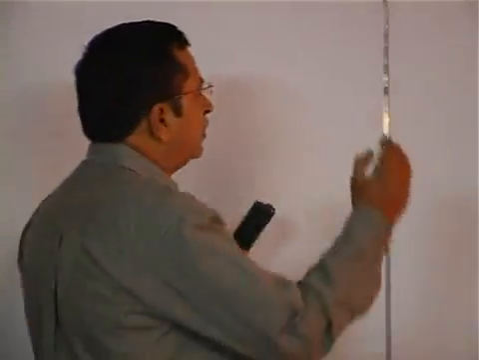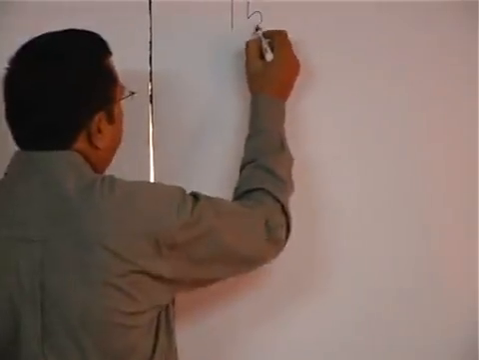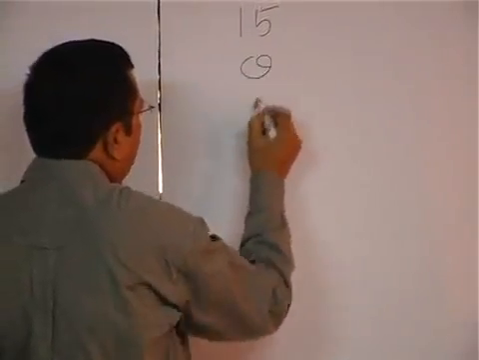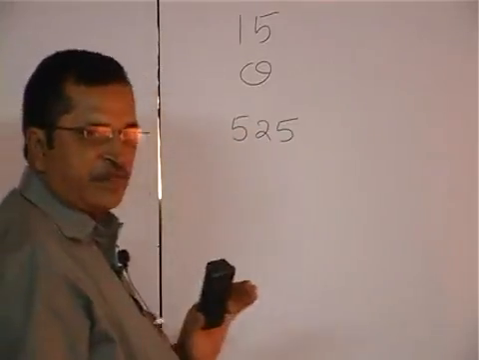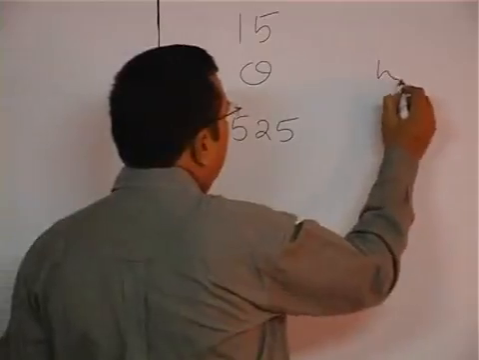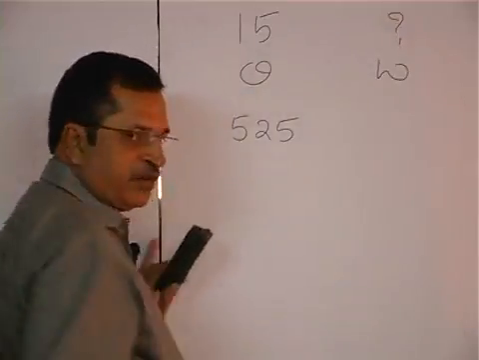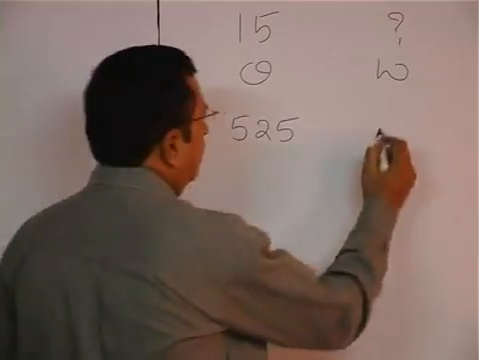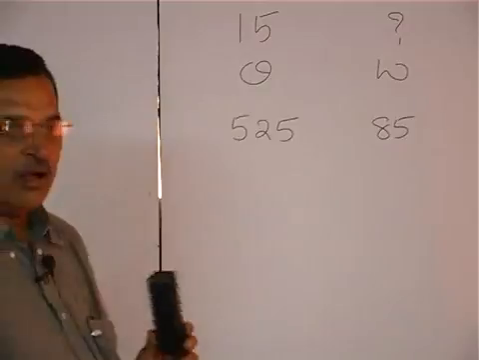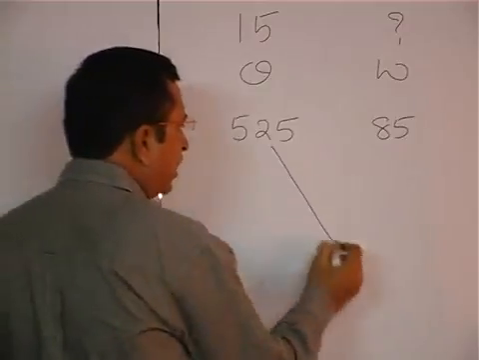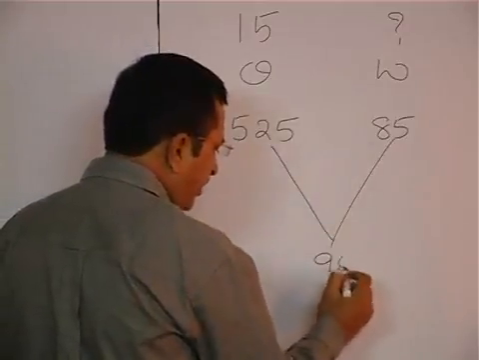Here the average data is given in the beginning. What we have to take? The average salary of 15 officers is 525 rupees, and that of the workers, how many we don't know, is 85. But the average salary of all the employees in the factory is 95.